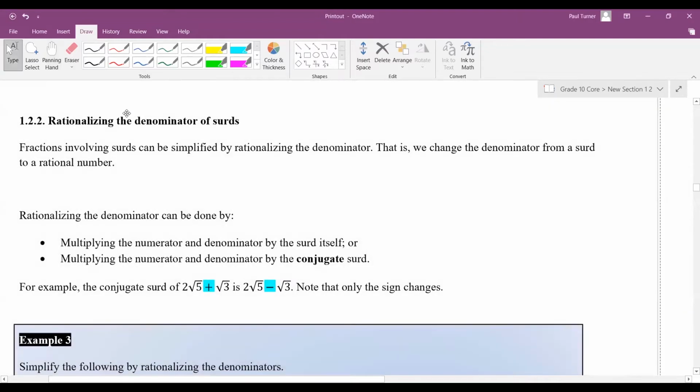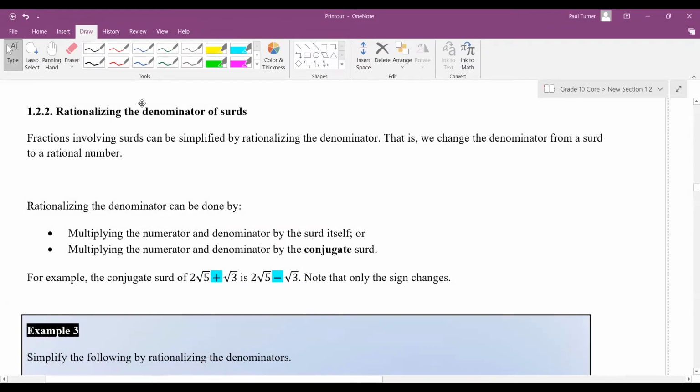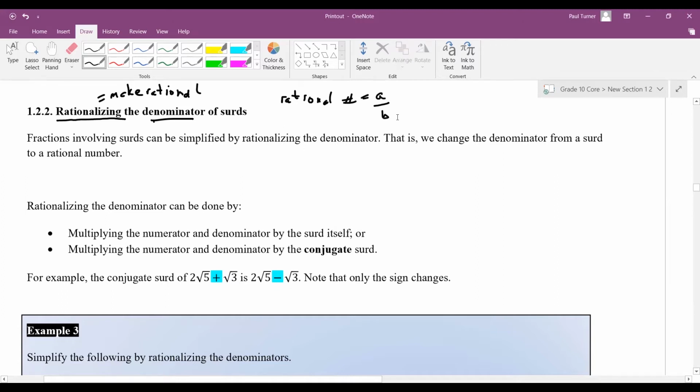So for this topic, rationalizing the denominators, we did a little bit of that in the previous lessons, but maybe you forgot. Now, rationalize means to make rational. And what that means is that the denominator needs to be able to be written as a rational number. Now, rational numbers are written in the form A on B, where A and B are integers.